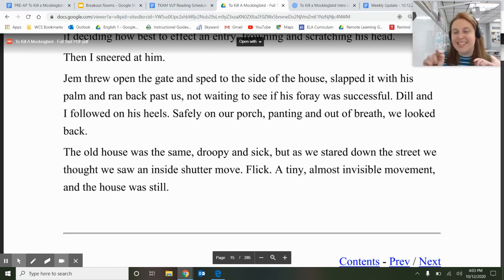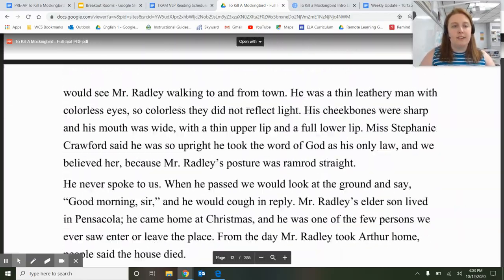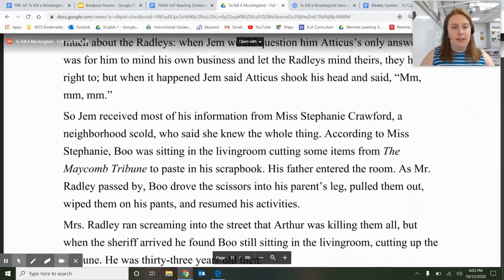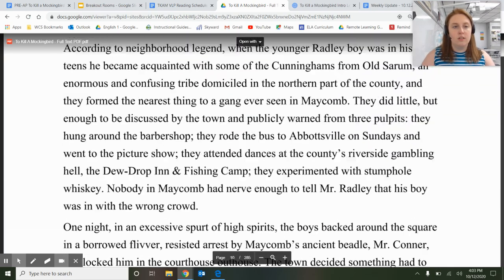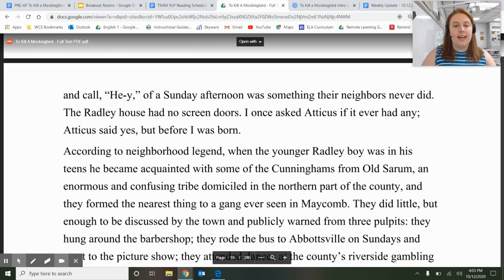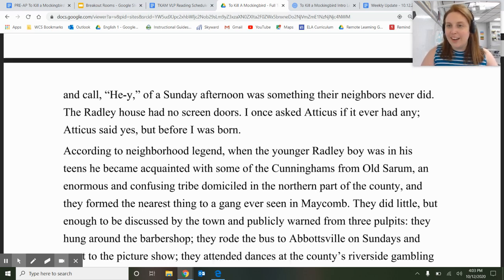So what you guys have to do is go back and finish reading chapter 1. Let me see what page we left off at. I think this was the page. Yes, we left off on page 10. So I want you to start right here, at "according to the neighborhood legend," and finish chapter 1, and then you guys are good to go for today.